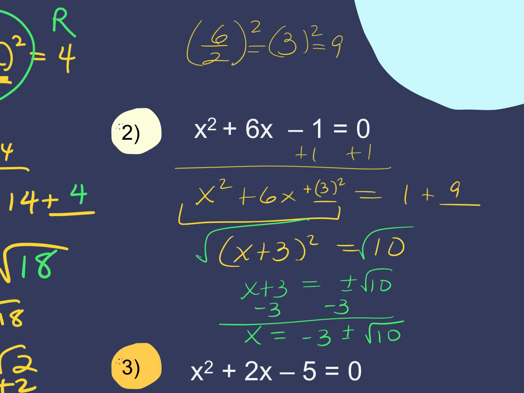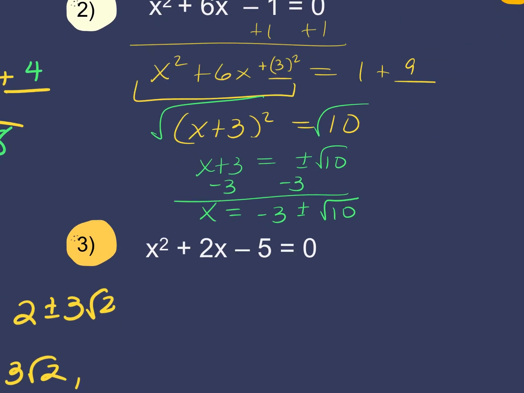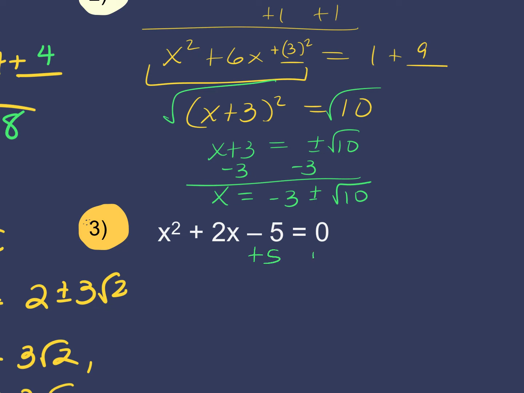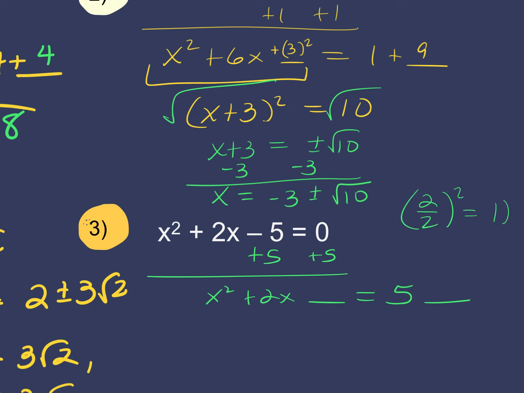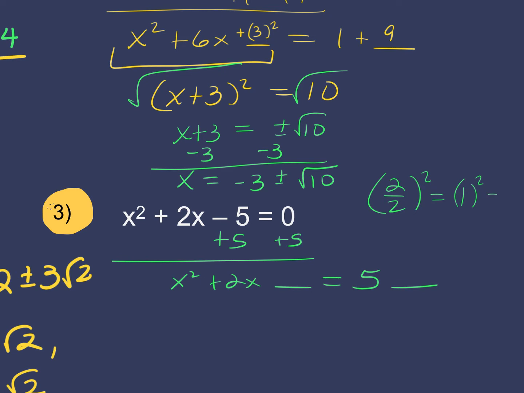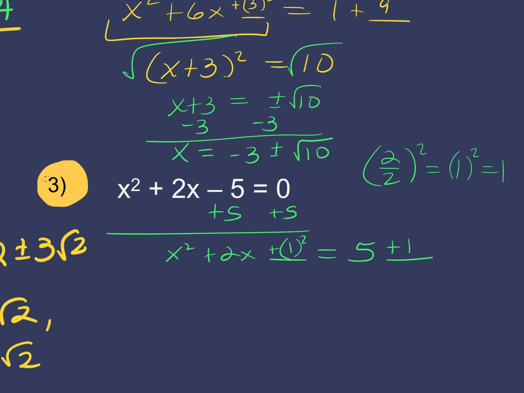Same thing. Move the constant to the other side. So I'm going to add 5. X squared plus 2x, leave a blank space. And then take the b term, divide it by 2. Square it. 2 divided by 2 is 1. 1 squared is just 1. So I'm adding 1. And then over here I'm adding, if you want to think of it as 1 squared, you can, or just put the plus 1. So now I'm going to factor that trinomial. X plus 1 squared equals 6.